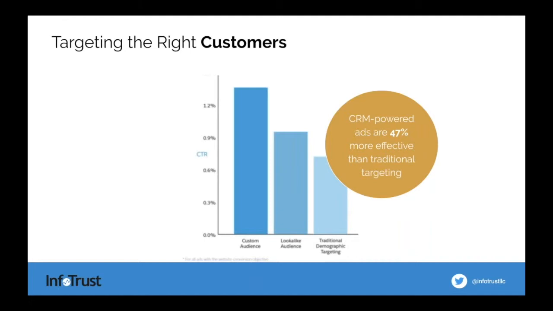This is just a stat from, I can't actually remember what this is from, but it's showing that CRM-powered ads are actually 47% more effective than traditional targeting, which makes sense. But think about any of the other tools that you have and the data on these users. If you can pipe that data over into your analytics tool to create better targeting audiences, you're going to be able to not only have more effective ads, but decrease the actual cost per conversion and increase your actual return on advertising spend.